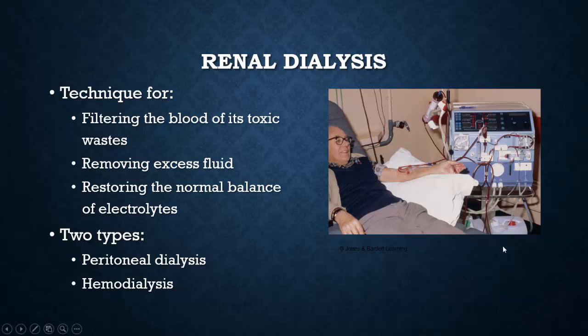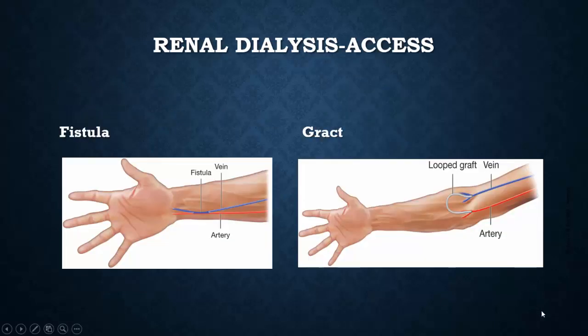In order to perform renal dialysis, you've got to have access, and there are 2 types of access. This includes a fistula or a graft. A fistula is a surgically created connection between an artery and a vein, usually in the arm, for dialysis access. An arteriovenous graft is a surgical connection between an artery and a vein.